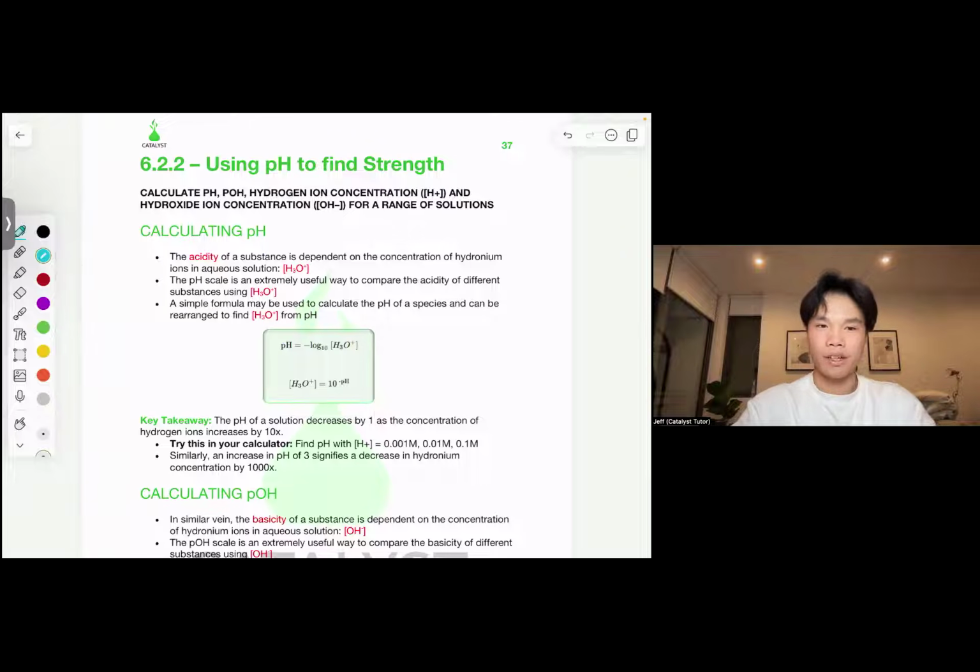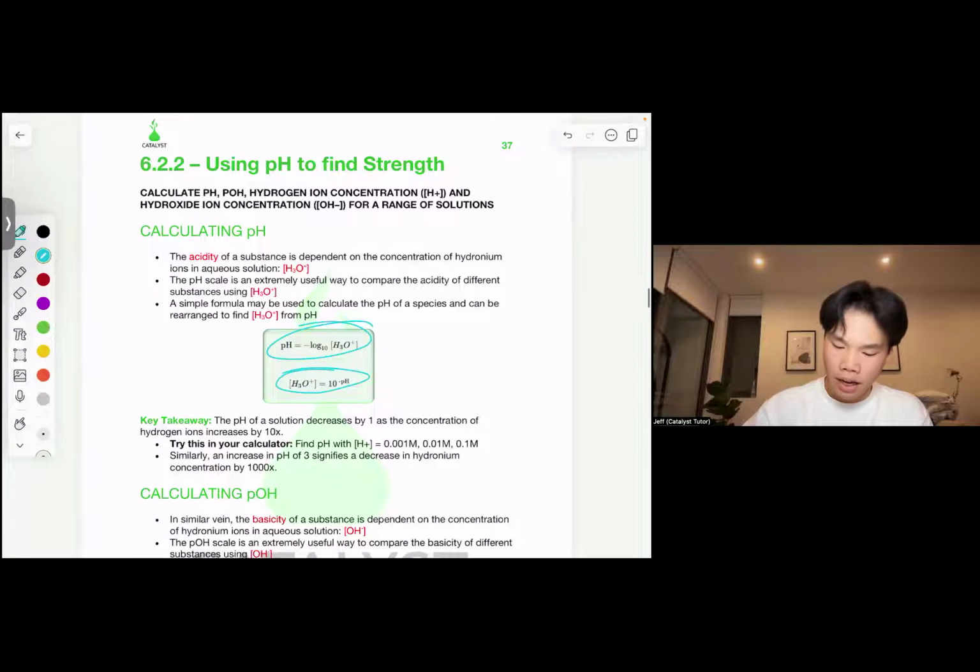Okay, let's keep going. Using pH to find strength, in order to calculate pH, you need to know the equation. So pH is negative log of hydronium, and you can rearrange that as H3O+ concentration is 10 to the negative pH. So we should be able to calculate a pH.